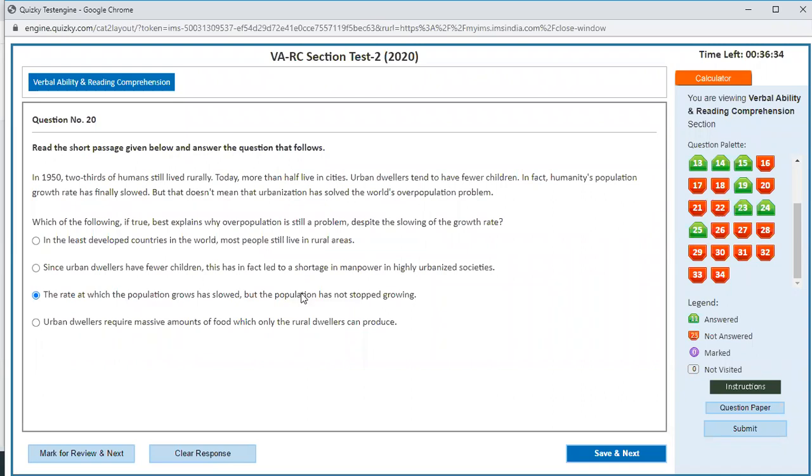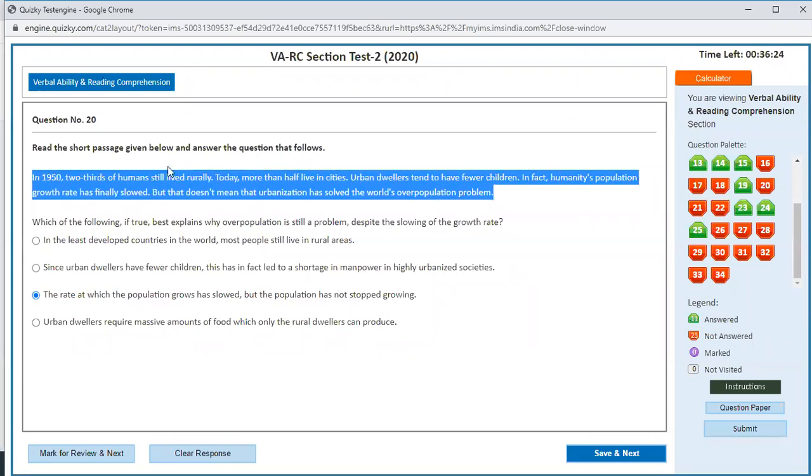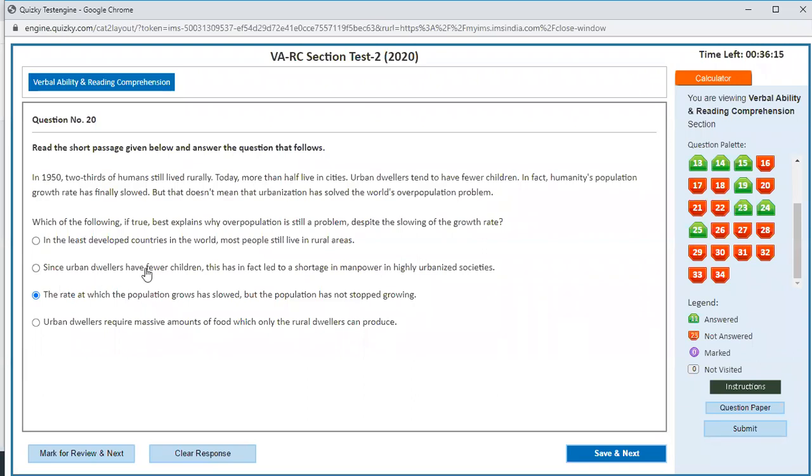In the least developed countries in the world, most people still live in rural areas. नहीं, least developed, more developed की बात नहीं करी गई है. Right? कहीं पे भी ऐसी बात नहीं करी गई है कि under developed, least developed, most developed city या country की बात हो रही है. Generally बात कर रहे हैं यहाँ पे. So A is out. Since urban dwellers have fewer children, this in fact has led to shortened manpower, and no, this would be an inference, not something.